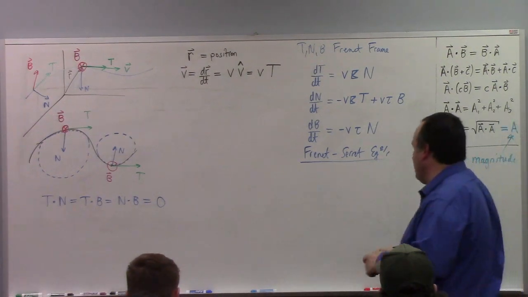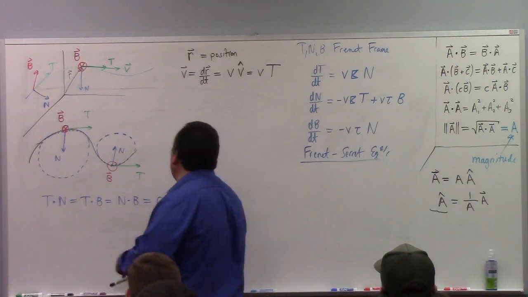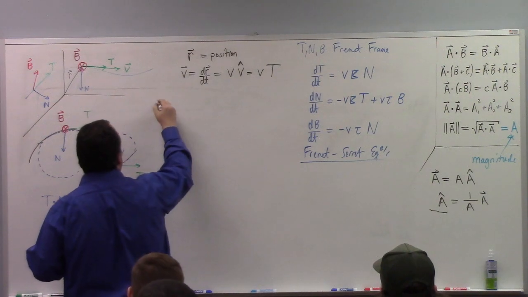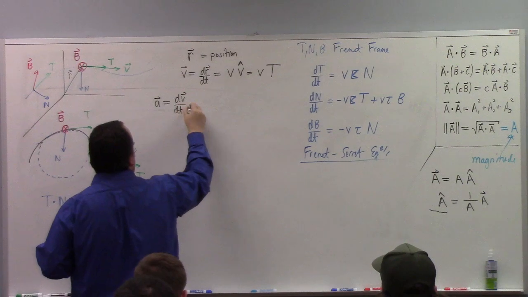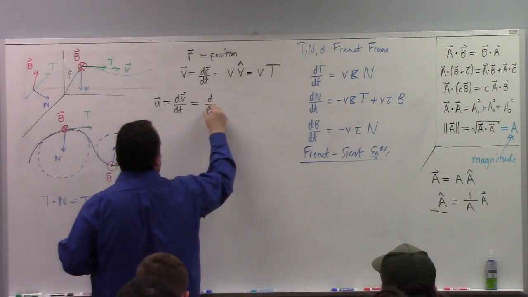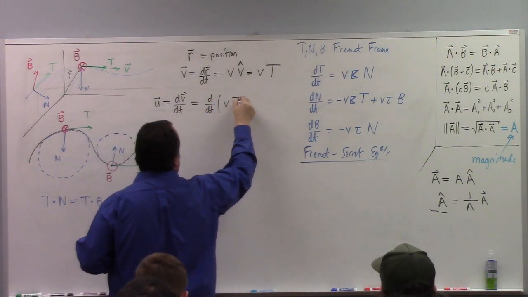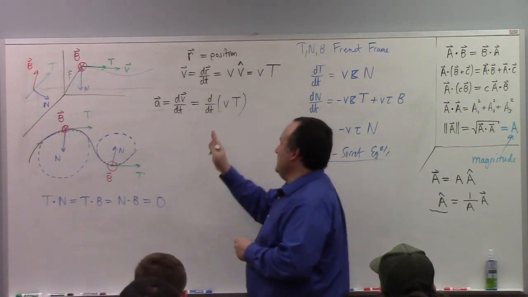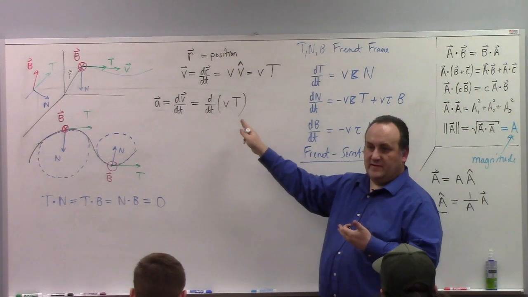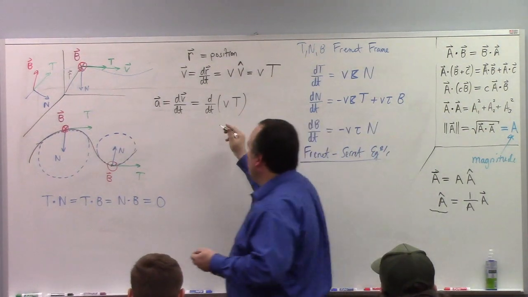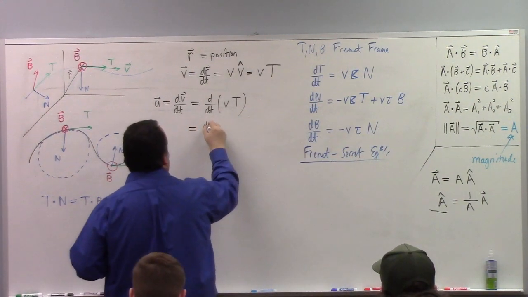For acceleration, I need yet another rule of calculus here. Acceleration is dv/dt, but it's also d/dt of the speed times the unit tangent. This is a product of a function times a vector. But guess what? There is a product rule. And the product rule is simply this.